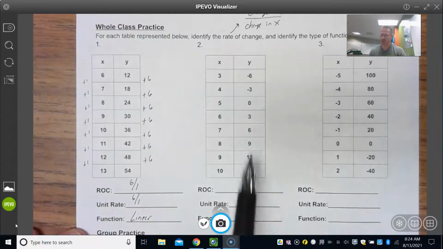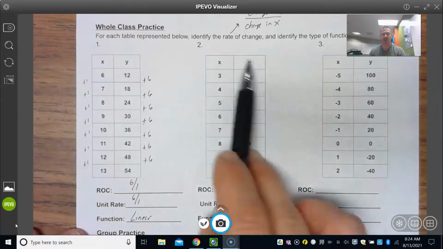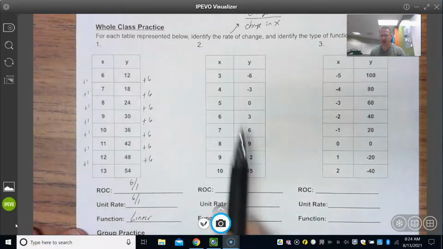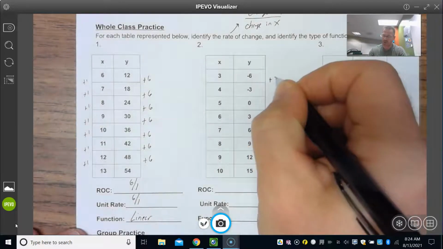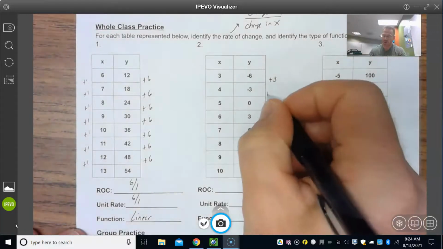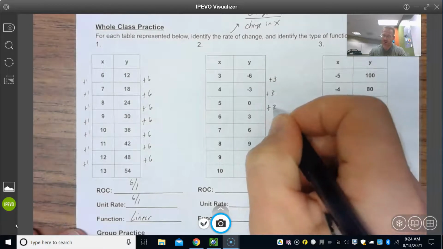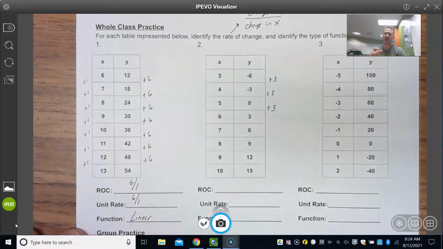All right, now, once again, we're going to look at our table. We're going to look at our change in y, then we're going to look at our change in x, and we're going to see what happens here. So I go up by 3 here. I go up by 3. Up by 3.